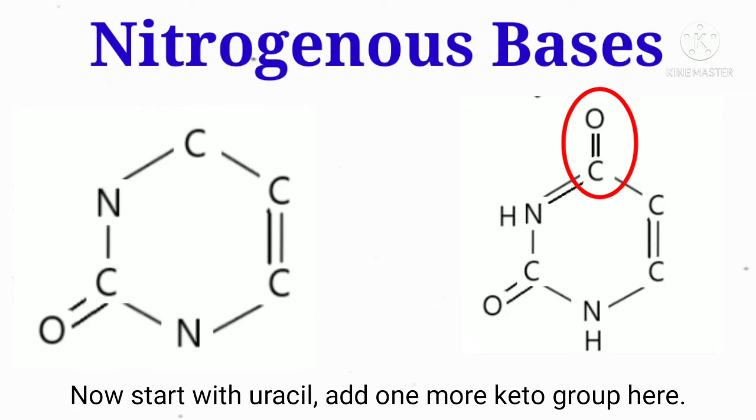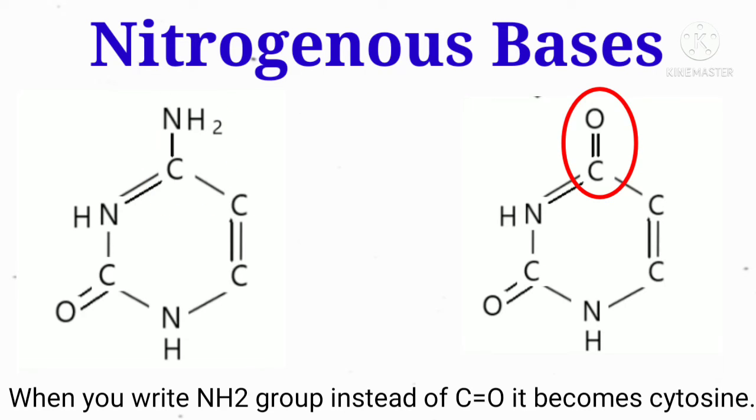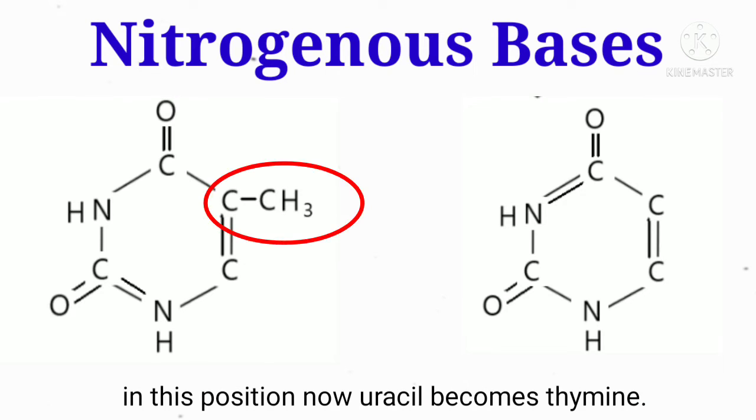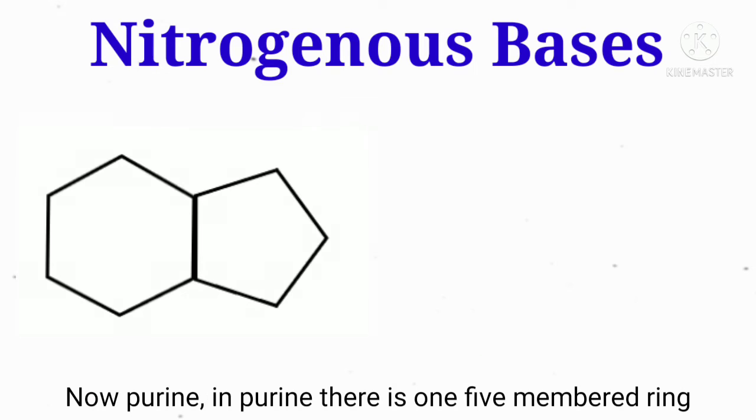Now start with uracil. Add one more keto group here. It is called uracil. When you write an amino group instead of a keto group, it becomes cytosine. And in uracil, if you add one methyl group in this position, uracil becomes thymine. In thymine, the double bond also changes its position.